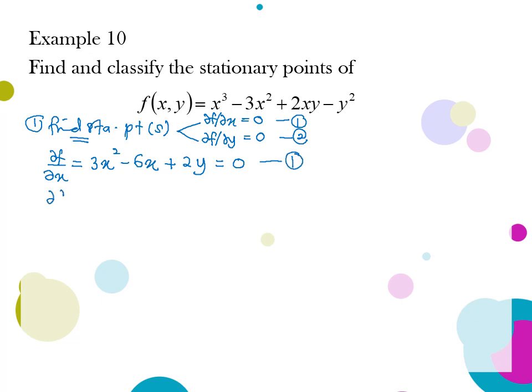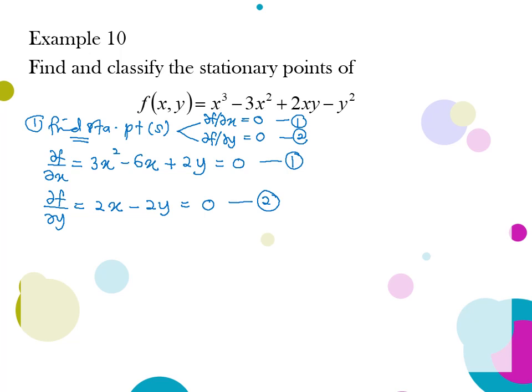Then set your del f del y also equal to 0. The first term will be 0. The second term will be 0. The third term will be 2x. And the fourth term will be minus 2y. And this is equal to 0. So you have two equations here.